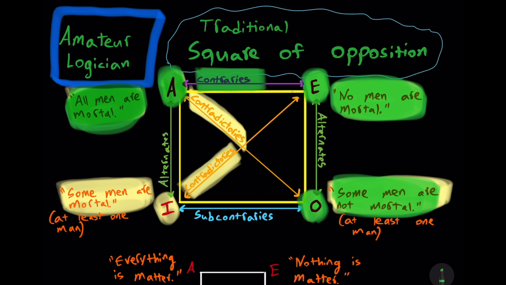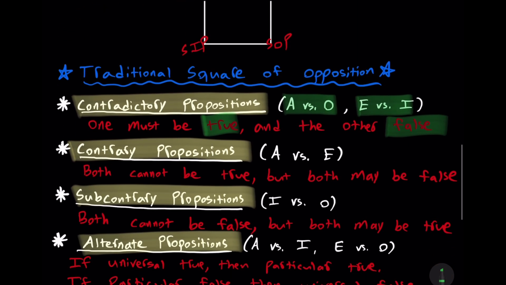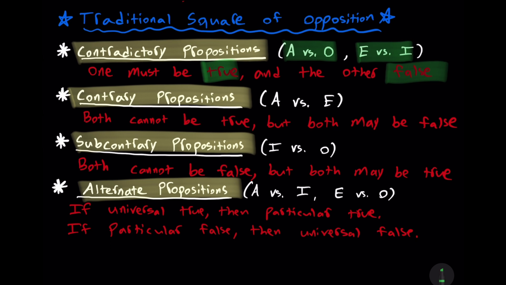However, if all men are mortal is false, let's just say that is false, then no men are mortal is indeterminate. Because one being true guarantees the other one being false, but only knowing that one is false doesn't tell us the truth value of the other proposition, since both can be false. So with contrary propositions, both cannot be true, but both may be false. And here again, we're thinking about A versus E.